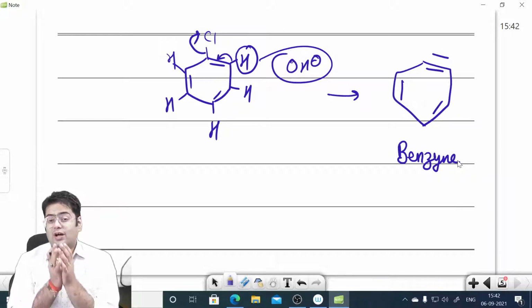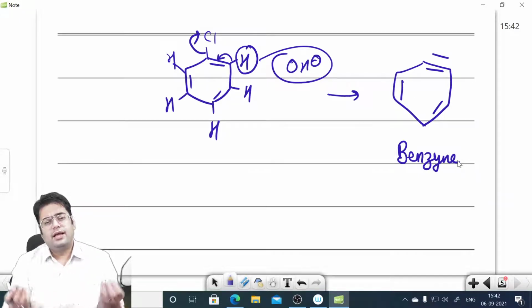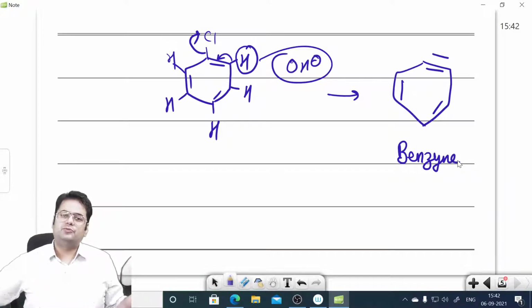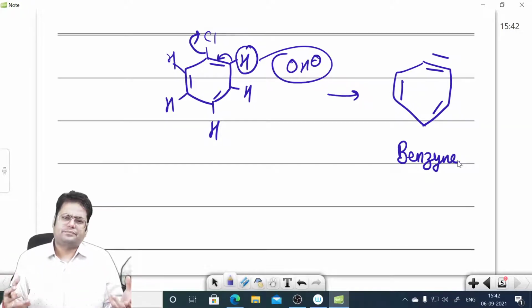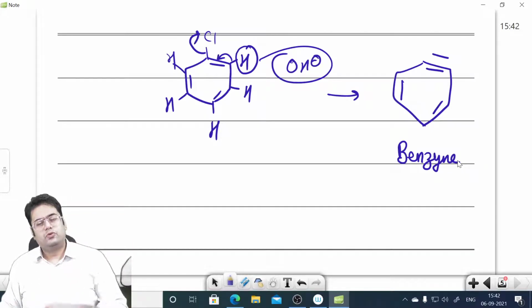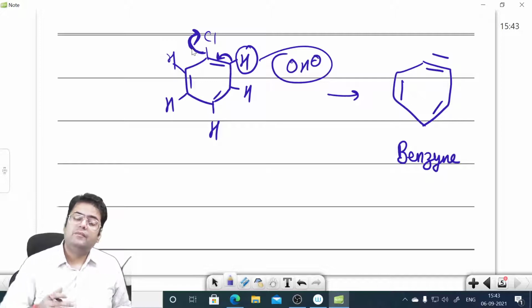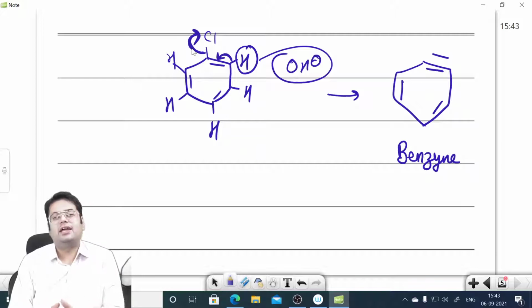Look at that. All reactions are acid-base reactions. One OH minus comes. What does it want? It wants just H plus. Acid-base reaction occurs. H plus is coming out, leaving a negative charge behind. But as we can predict, chlorine will be a better contender for that negative charge. So what will happen? This will come in, and the chlorine will leave as a good leaving group with this negative charge. And we are left with this benzyne.